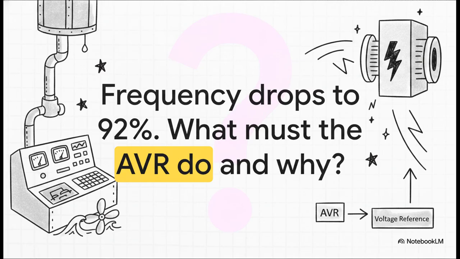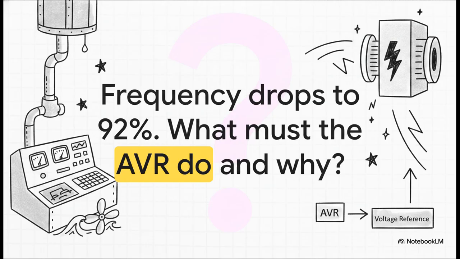Okay, let's put you in the hot seat for a second with a quick interactive stress test. Imagine you're standing in the engine control room. Suddenly, bam, there's a massive heavy load surge on the network. You look up at the meters and the network frequency sags all the way down to 92% of its nominal value.